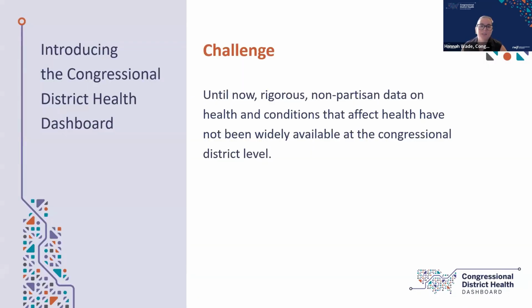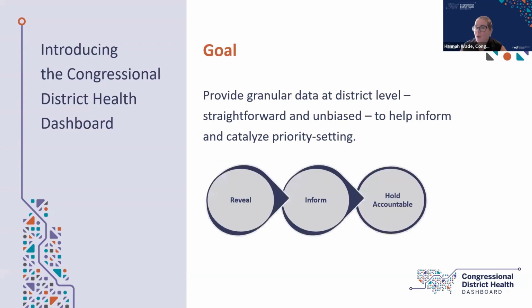Until now, rigorous nonpartisan data on health and conditions that affect health have not been widely available at the congressional district level. That's why we launched the Congressional District Health Dashboard. We provide granular data at the district level. It's straightforward data, unbiased, and it's really to help inform and catalyze priority setting.